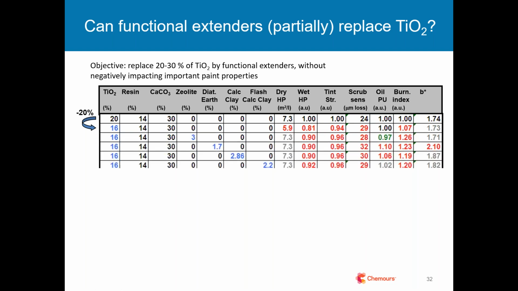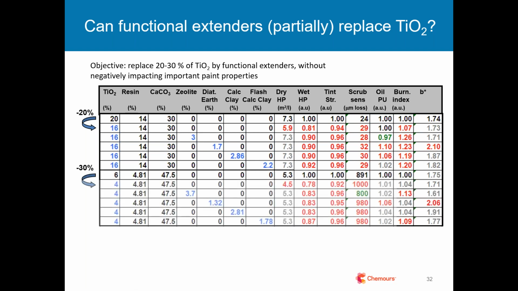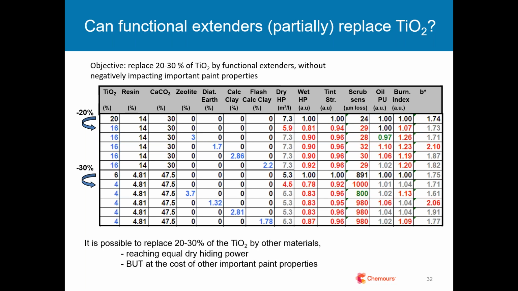If you now try to compensate this with functional extenders, yes, we can come to the initial hiding power, but actually you see a lot of red. It all goes into the wrong direction, the other properties. Another experiment at a lower initial titanium dioxide level, but basically the story remains the same. All in all, it's possible to replace an amount of titanium dioxide by some functional extender, and you even can reach equal dry hiding power, but at the cost of other very important paint properties.